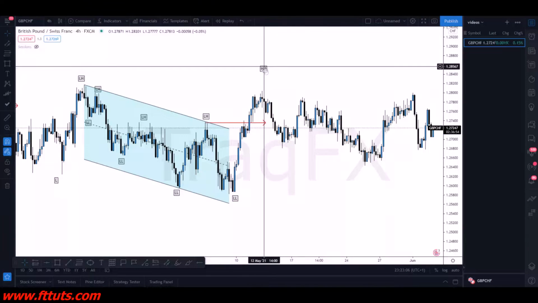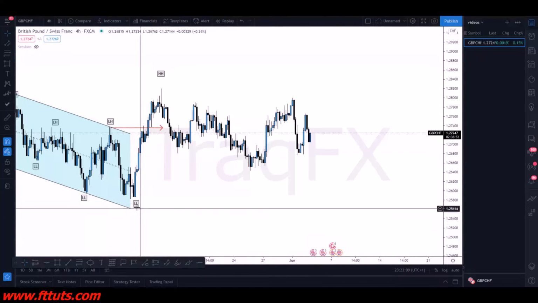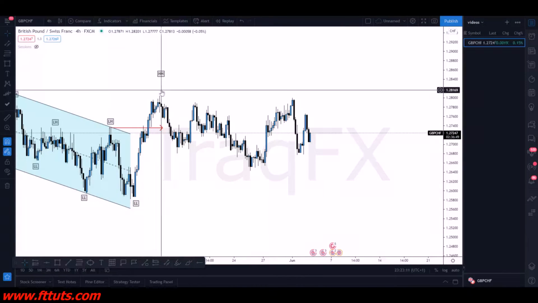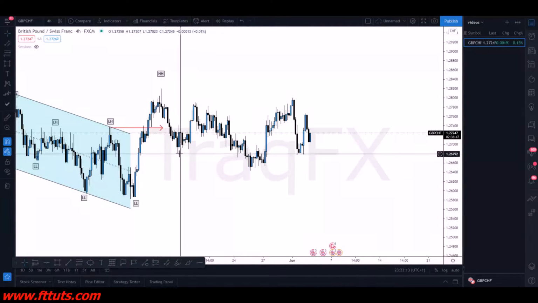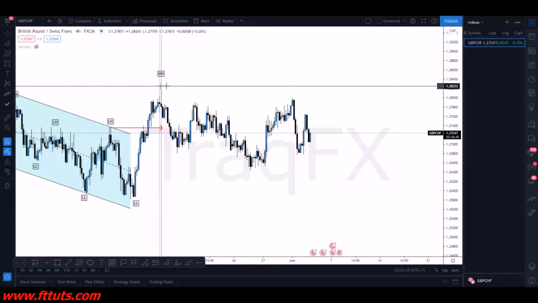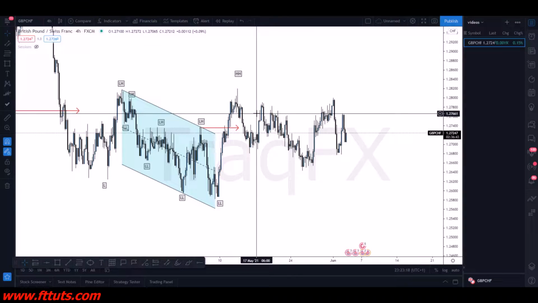Then did we create a higher low after that? Currently, we have not created a higher low. In order for us to consider this a higher low, it needs to break above the previous higher high right over here. So that's why we're waiting right now.